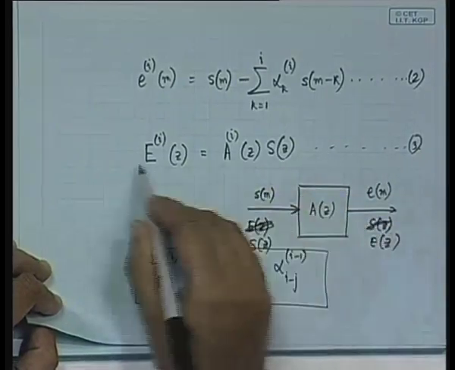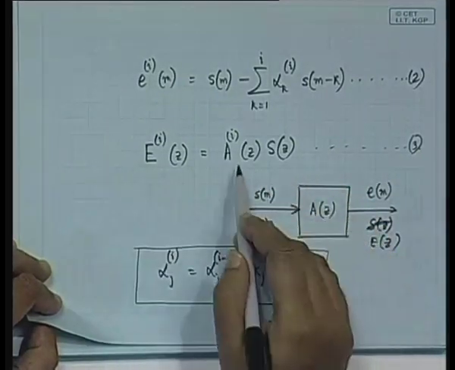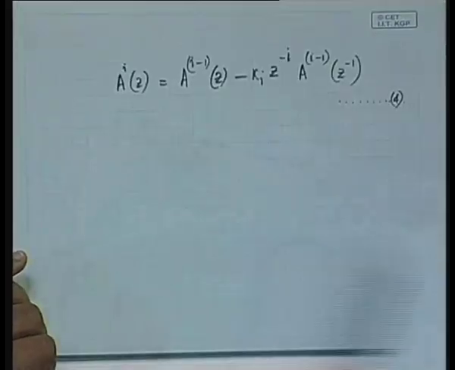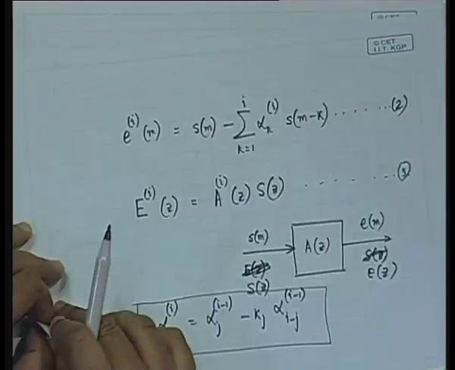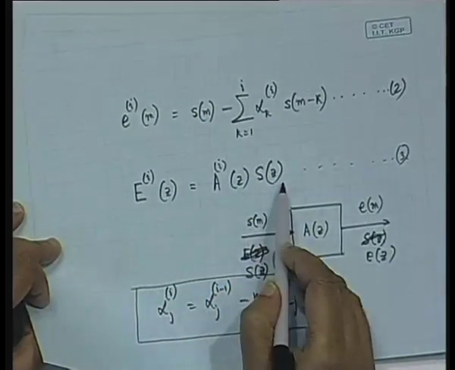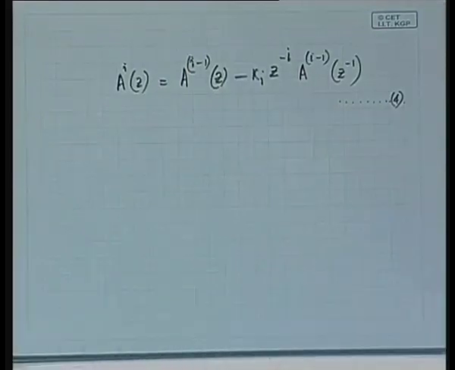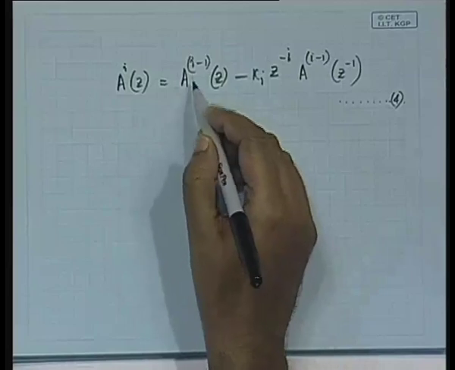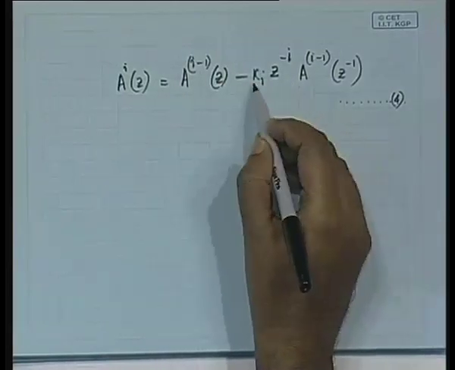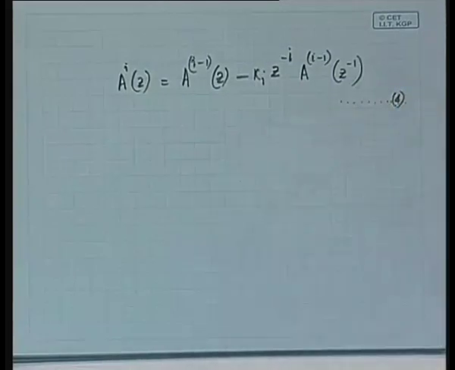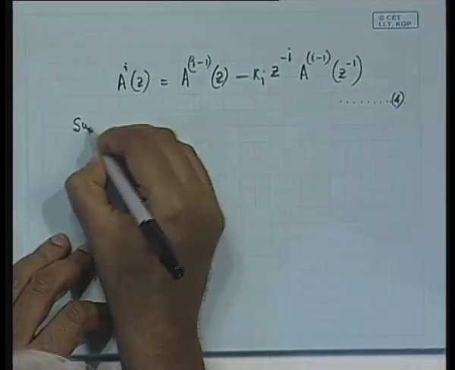Now, this is expression number 4, and we substitute 4 in equation number 3. That will be a very simple equation. Equation number 3 is the simplest equation, which just expresses the error in terms of A(Z) and S(Z). If I substitute equation number 4 into that, E_I(Z) is equal to A_I(Z) S(Z). Now, in place of A_I(Z), we are going to write simply this. So that means A_(I-1)(Z) S(Z) minus this expression times S(Z). So, let us write it down. Substituting 4 in 3.